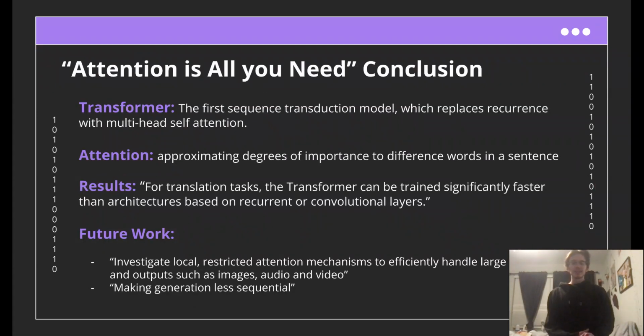In conclusion, the transformer, the architecture proposed in Attention is All You Need, replaces recurrence with multi-head self-attention to work on sequence transduction tasks. Attention approximates the degrees of importance of different words in a sentence without the vanishing gradient problem. In the paper, the future work mentioned was to look at different kinds of input data instead of just text, such as image, audio, and video, where video can be sequential data in terms of sequential images.